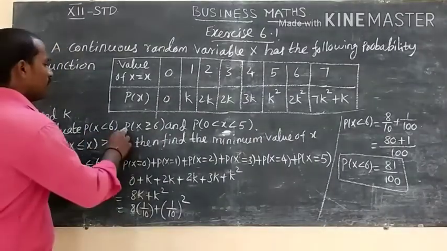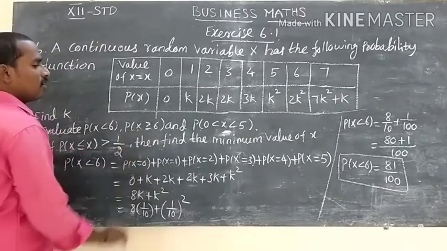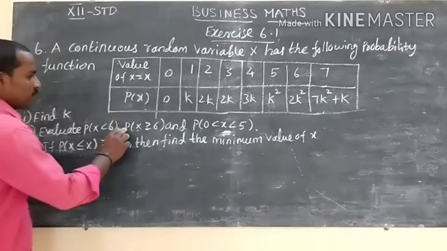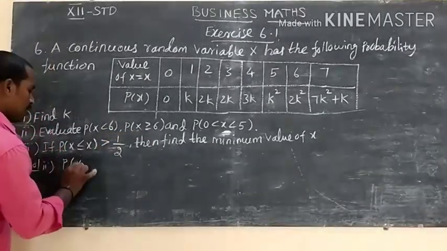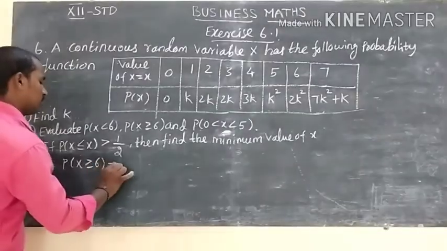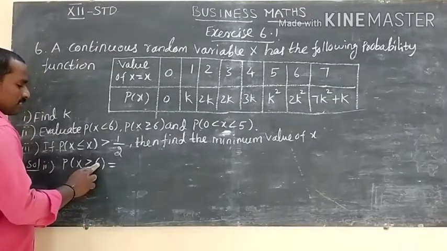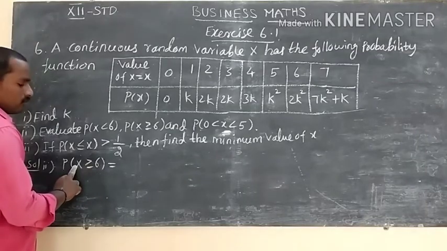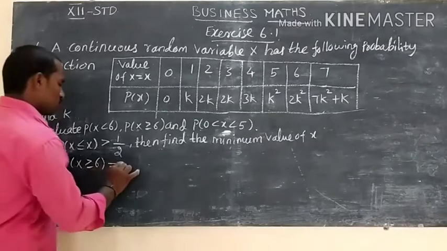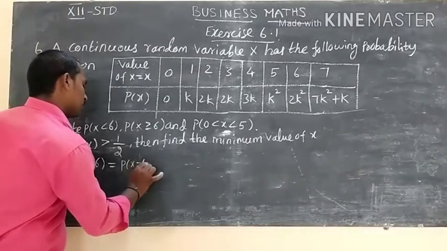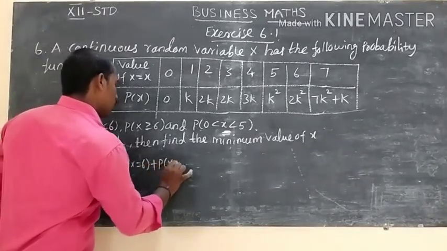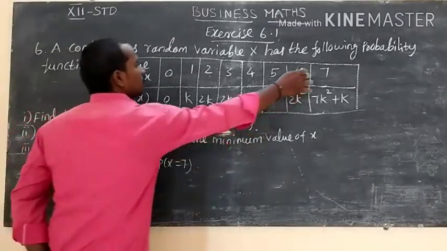Then find the P of x greater than or equal to 6. P of x greater than or equal to 6 means 6 and more than 6 values. X takes the greater values. So P of x is equal to 6 plus P of x is equal to 7.